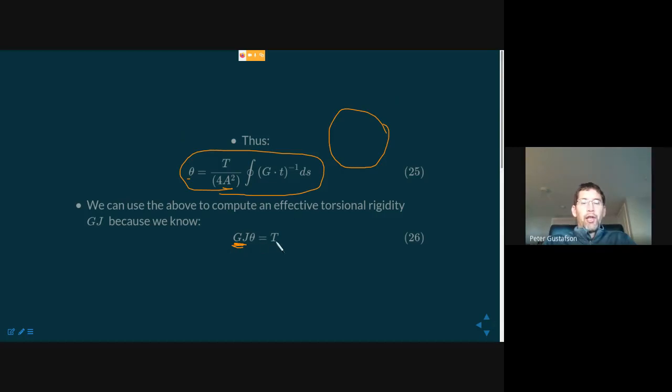GJ theta is equal to T. That's GJ d alpha dz is equal to T. We've seen this equation when we did the solid calculations. This gives us a mechanism for calculating an equivalent GJ for this open section.